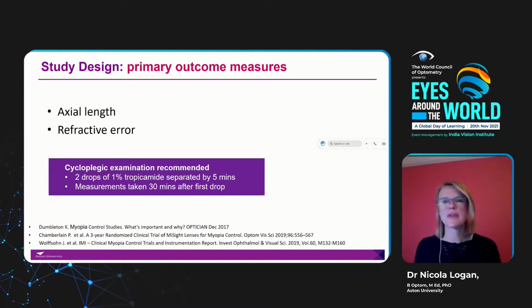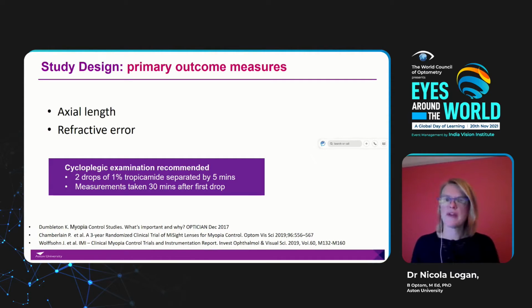For studies that are looking at efficacy for myopia control intervention, there's often two primary outcome measures, both axial length and refractive error. Because with any sort of myopia management intervention, we're looking to slow down both the rate of axial eye growth alongside that rate of myopia progression.